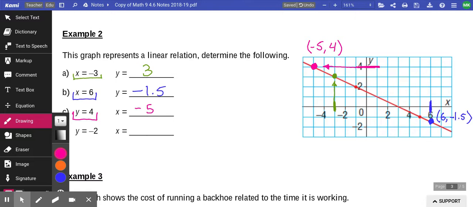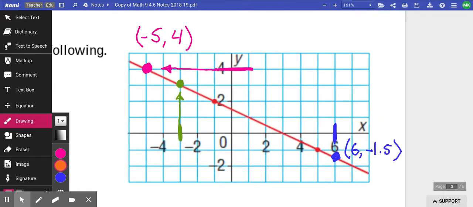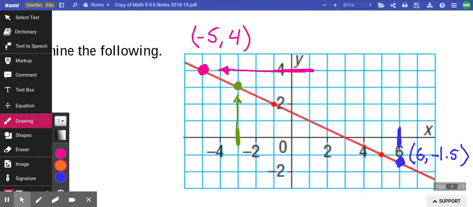Okay, I want you to try to find where y equals -2 on your graph. On this line, what's the x value when y equals -2? All right, if we try y equals -2, I'm going to do it in orange. I'm going to zoom in a little bit so you can see a little better. I'm looking for y equals -2.